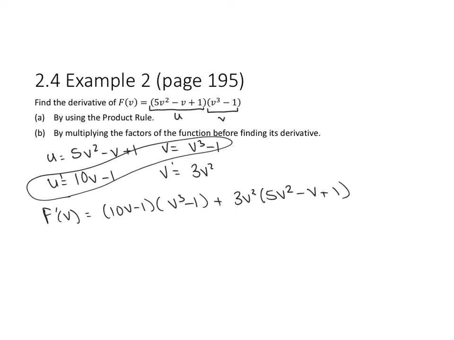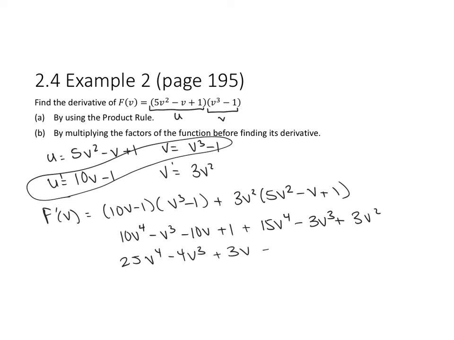Now, ordinarily, as I said, you could leave it just like this, but because they want us to be able to compare, we're going to have to FOIL it out and combine our like terms. So let's see, 10v to the fourth minus v cubed minus 10v plus 1, plus 15v to the fourth minus 3v cubed plus 3v squared. Looks like we have 25v to the fourth minus 4v cubed plus 3v squared minus 10v plus 1. So that'll be my derivative.